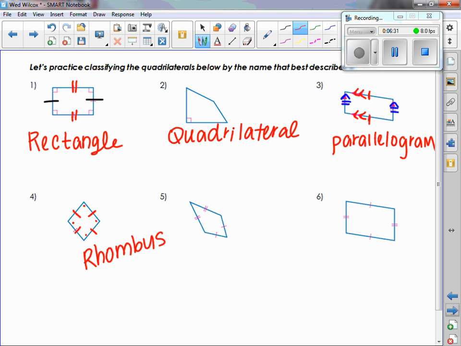Number 5, we see congruent lines, but we don't know anything about anything being parallel, so we can only call this a quadrilateral. It has 4 sides, we know that, so we know it's a quadrilateral. And then the last one, number 6. I see congruent lines, but I don't know anything about whether they're parallel or not. We don't want to make any assumptions. So the best way that we can describe this shape is a parallelogram. Oh, I'm sorry, a quadrilateral. I'm just going to abbreviate on that one.